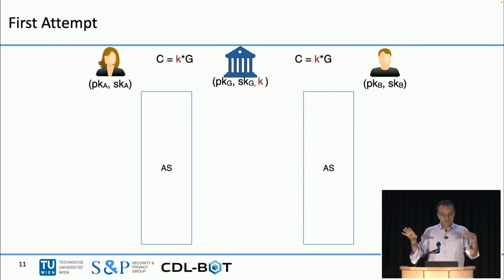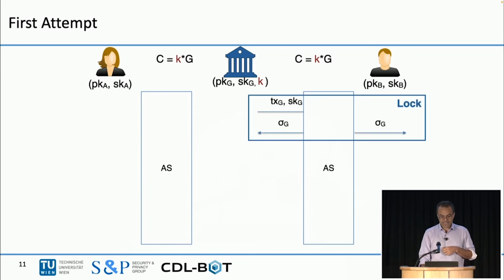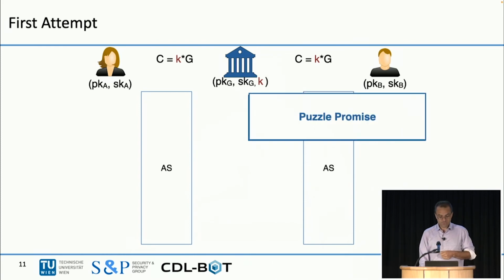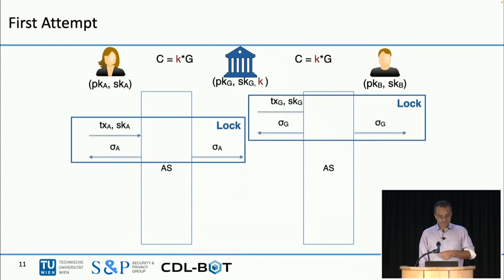So we have a condition on which we wanted to perform payments that is k times g. And we start, so we have the first lock phase in the adapter signature scheme to implement the puzzle promise protocol. And in the end, Bob gets a signature from the hub, sigma g, that basically gives him the money under the assumption that Bob knows k, which he doesn't, okay? So this is the puzzle promise.